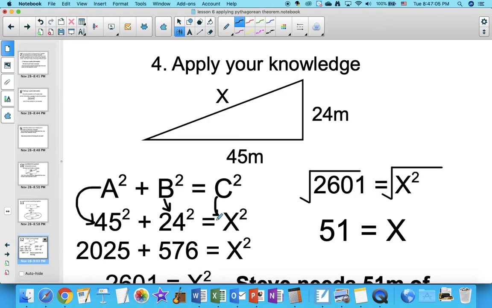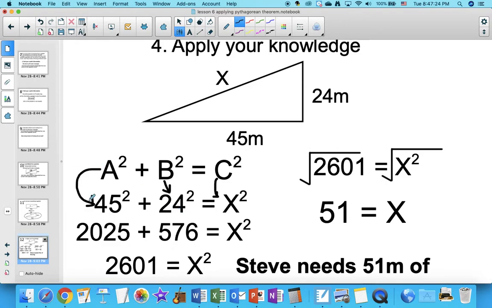Now, I'm not going to be that mean and make you do this by hand. These are large numbers, so you can use a calculator for these kinds of questions. What I'm looking for in these questions is, can you get the useful information? Can you solve the question using the Pythagorean theorem? And can you use it effectively? So we have 45 squared plus 24 squared equals x squared.